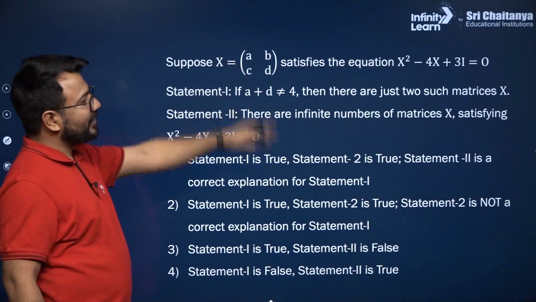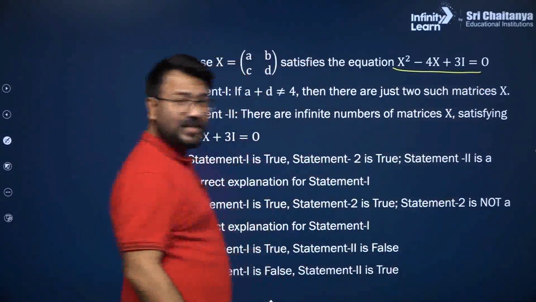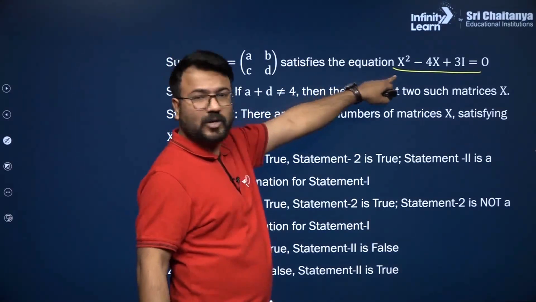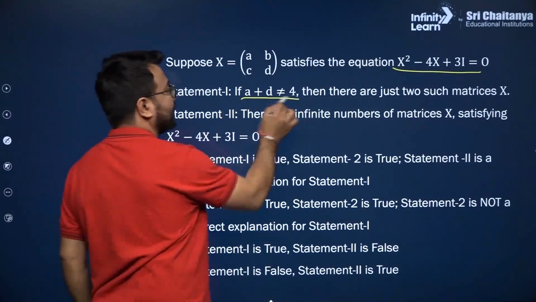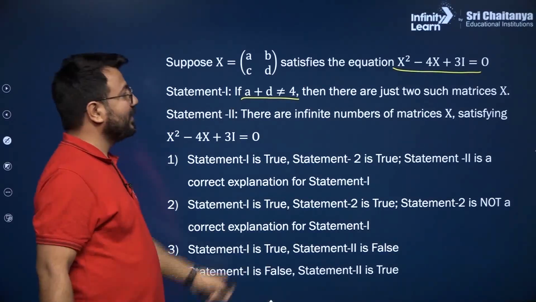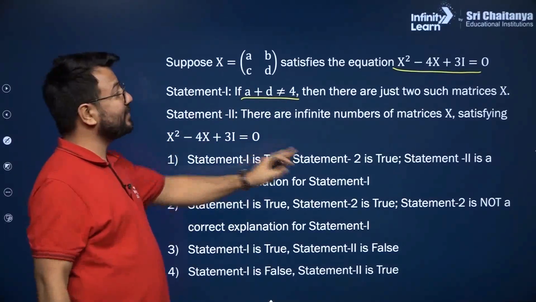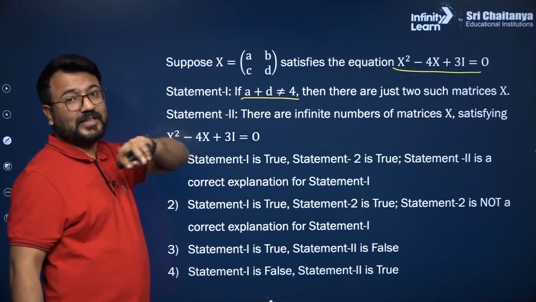Suppose a matrix is given to us, and this matrix, named X, satisfies this matrix polynomial. Statement 1: if the sum of A and D is not equal to 4, then there are just two matrices X which will satisfy this. But A plus D should not be equal to 4 in that situation.